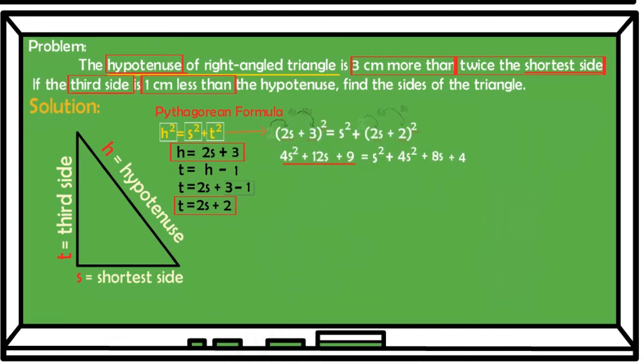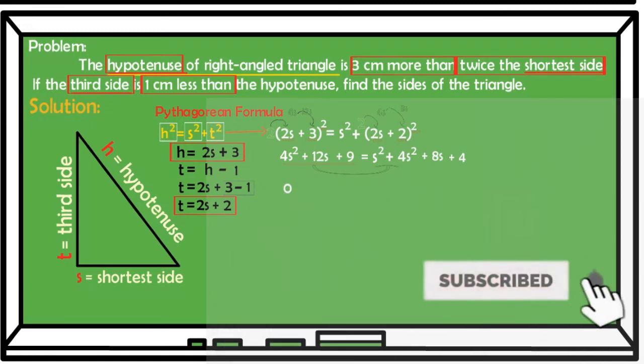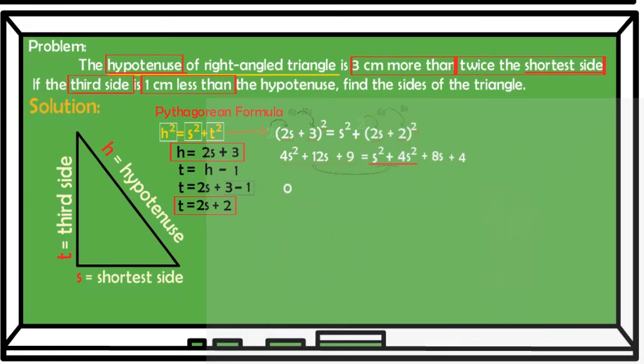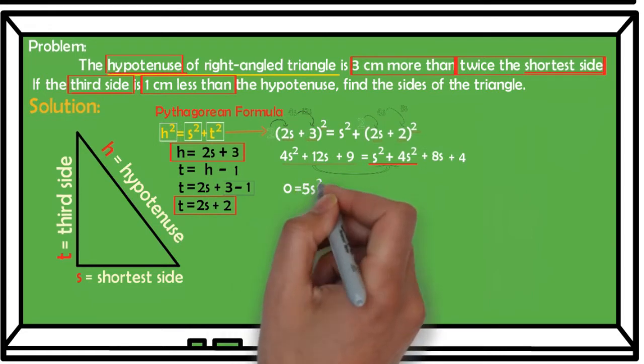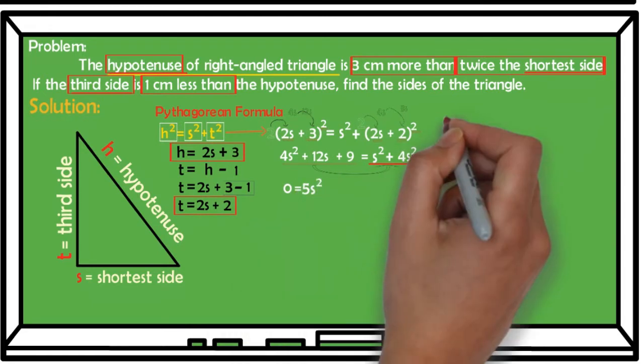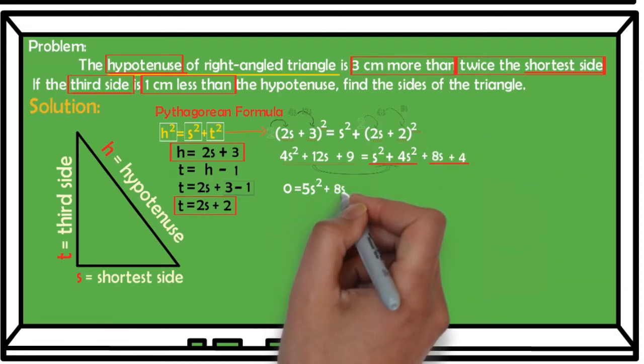Next, we'll move this expression to the right-hand side of the equation, so magiging 0 na yung left side. So operate natin si s squared at saka si 4s squared. So 1 plus 4, we have 5. Then just copy 8s plus 4.